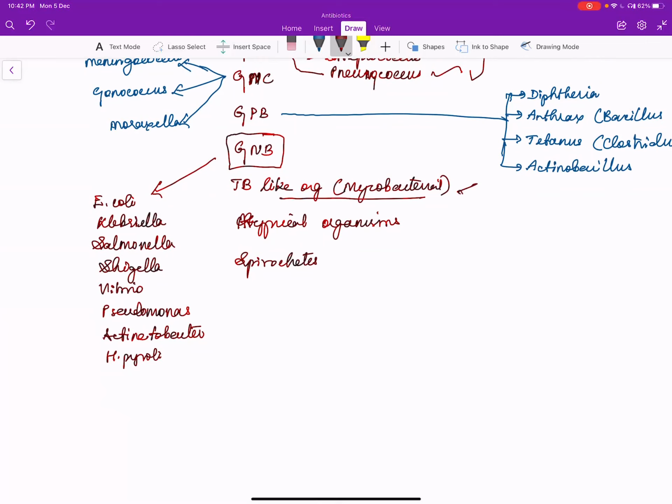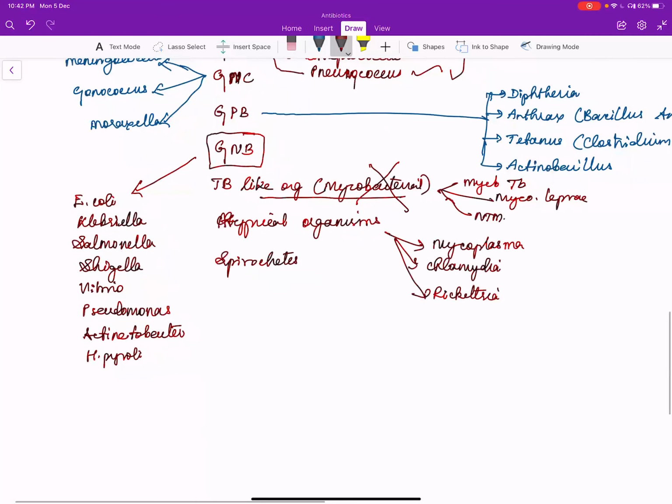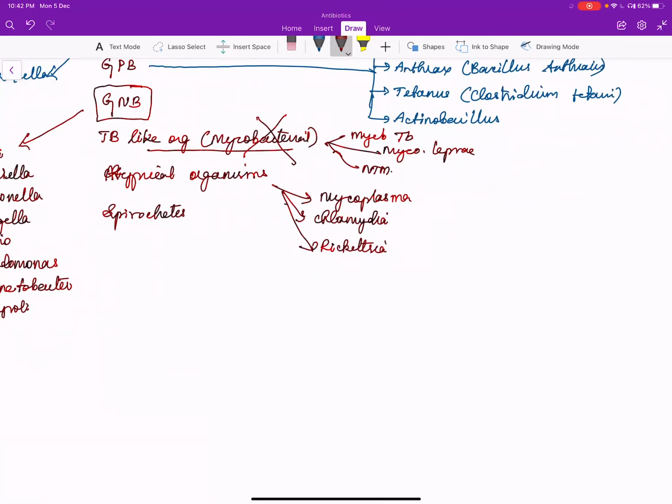TB-like organisms, three mainly: Mycobacterium tuberculosis, which causes TB; Mycobacterium leprae, which causes leprosy; and we have so many called NTM, non-tubercular mycobacteria, or atypical mycobacteria. We are not going to discuss this today. Atypical organisms, we have Mycoplasma, Chlamydia, Rickettsia. Remember at least these three atypical microorganisms. Of course, there are others also. Legionella is also an atypical organism.